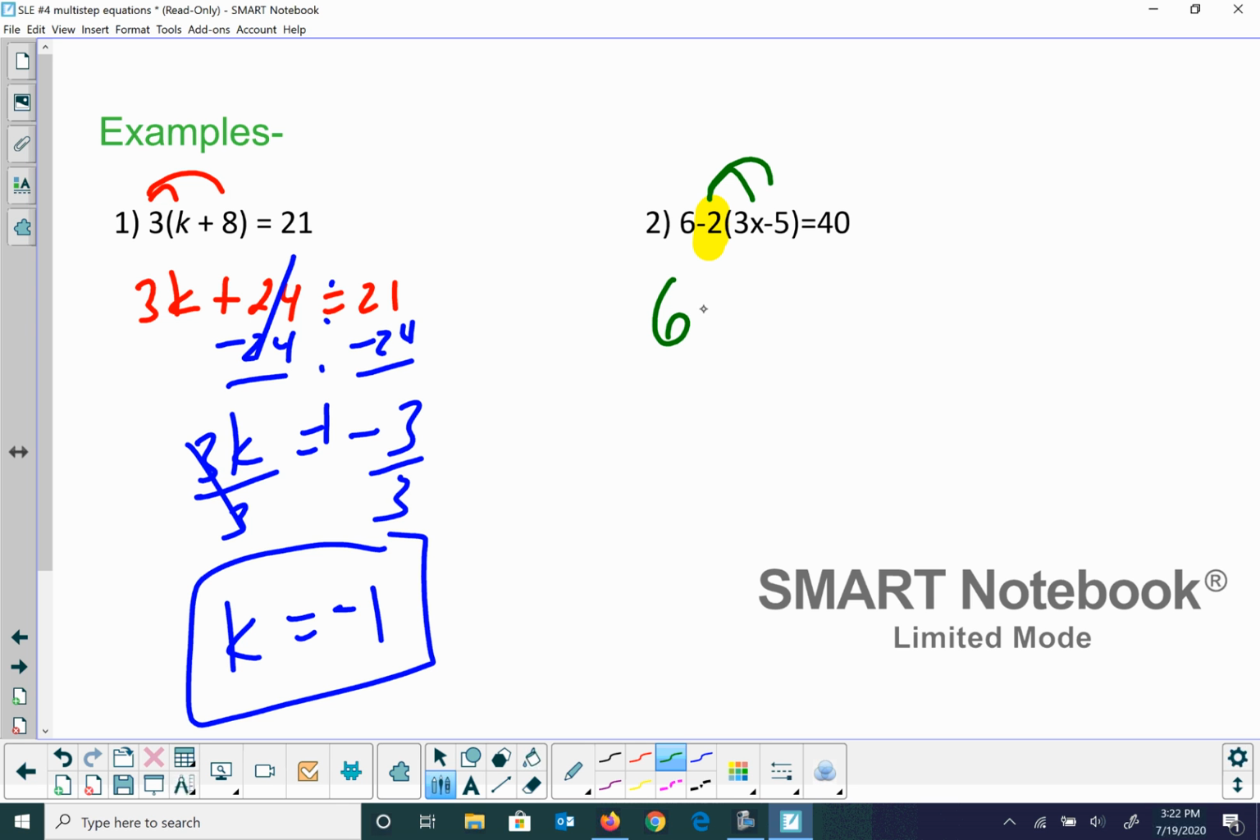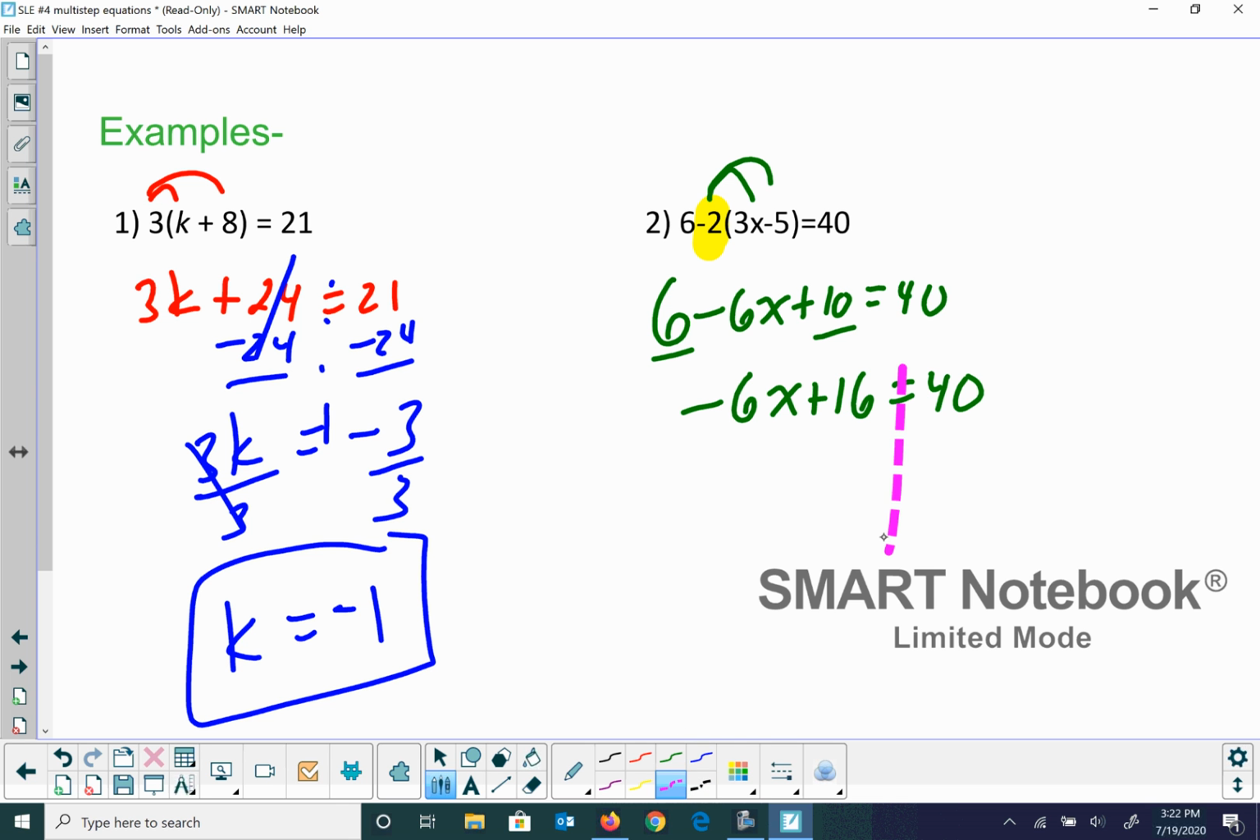Negative 2 times 3x is negative 6x. Negative 2 times negative 5 is positive 10, equals 40. These are like terms, so I'm going to go ahead and combine those together. So that's going to give me plus 16. Notice I didn't put it over. I just combined like terms that were on the left.